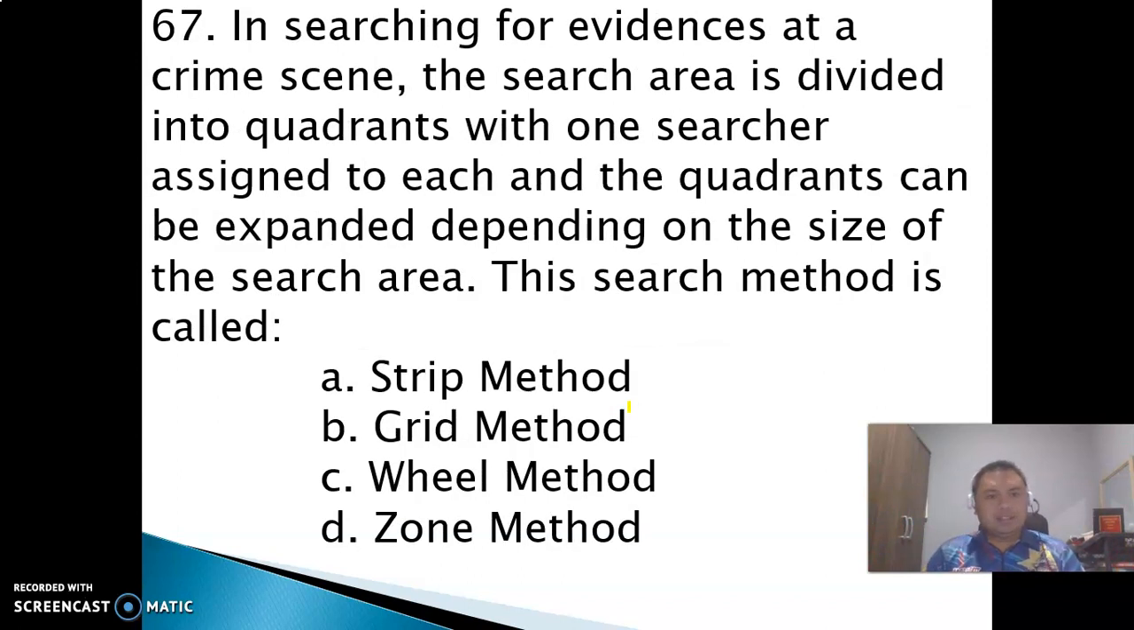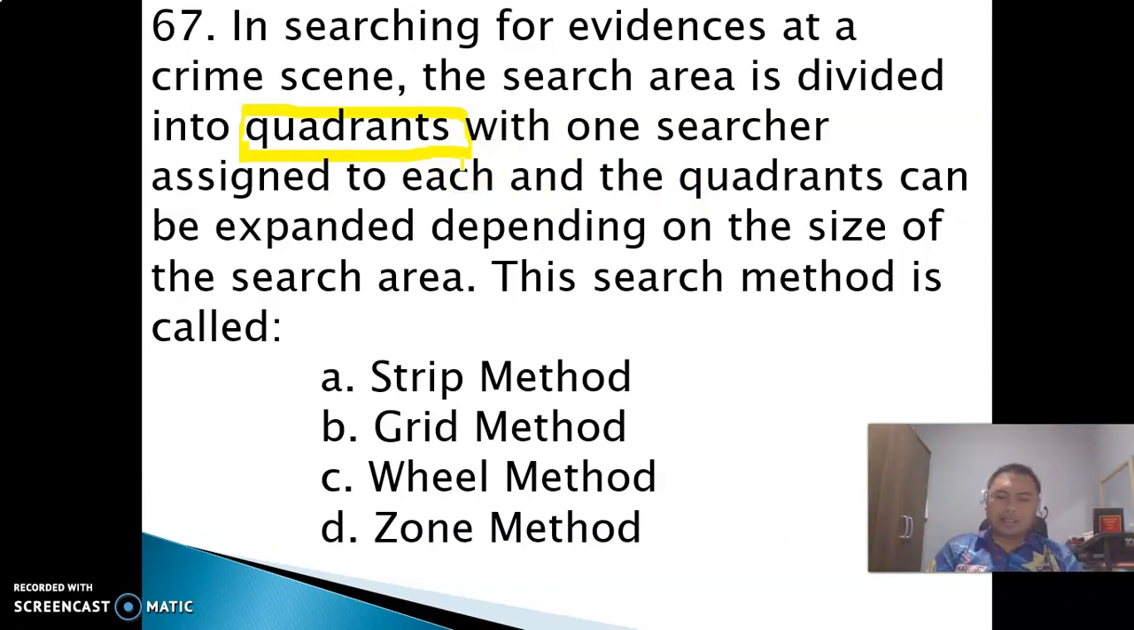67. In searching for evidence at a crime scene, the search area is divided into quadrants, with one searcher assigned to each, and the quadrants can be expanded depending on the size of the search area. This search method is called strip method, grid method, wheel method, or zone method. So, ito yung searching for evidence. Search area is divided into quadrants. So, may quadrants. And one searcher assigned to each of the quadrants.